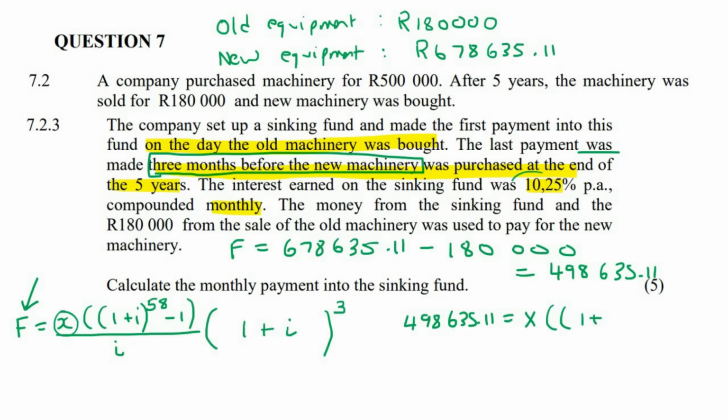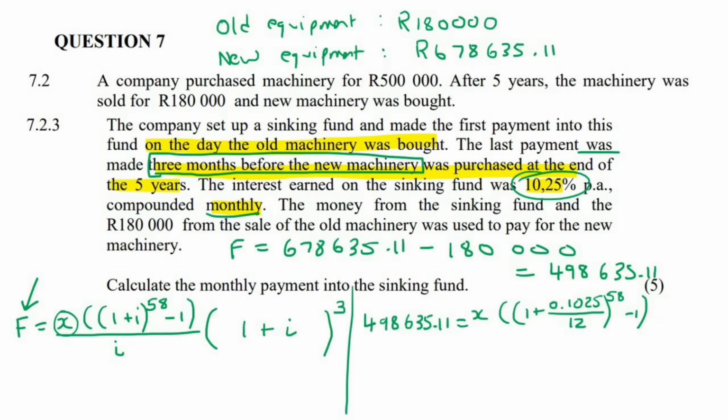The interest rate on the sinking fund is 10.25, so I say 0.1025. It's compounded monthly, so I say over 12. The number of payments we calculated, I'm running out of space. Then we need to put in this next little bracket, which is 1 plus 0.1025 over 12, and that's only for 3 months. Don't say 3 times 12 because that implies 3 years. And then at the bottom here, we're just going to say 0.1025 over 12. Okay. Gotta love grade 12 maths, eh?